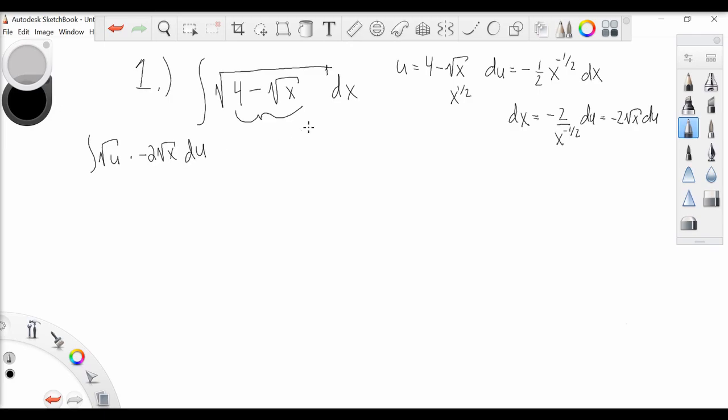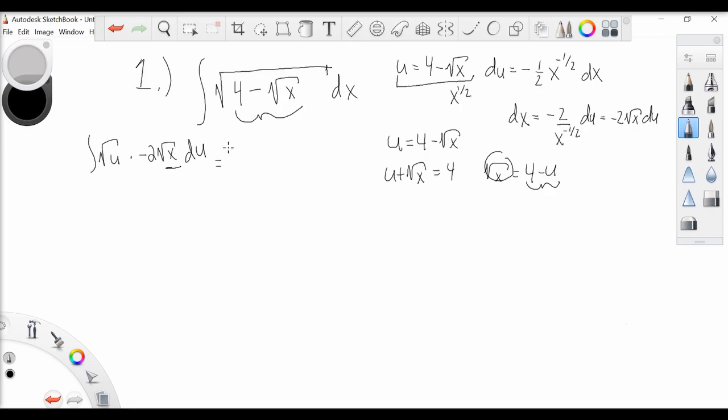And let's go back to our identity for u, where we know u is equal to 4 minus the square root of x. We can rearrange that by saying if u equals 4 minus the square root of x, and we add square root of x to both sides, then we get u plus square root of x equals 4, and square root of x is equal to 4 minus u. So we can take this value and plug it in for root x, where we have it right here.